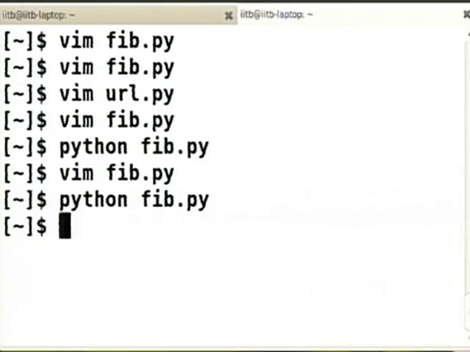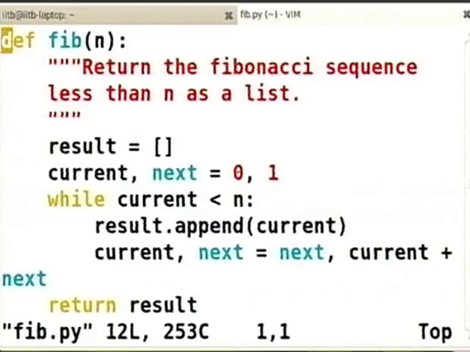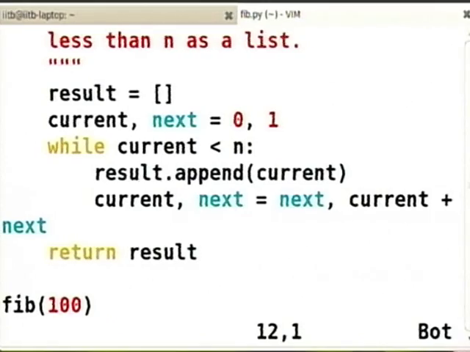And now also it did not print anything. Why? Why did it not print anything? Because fib only returns a list. If something returns something, and you have not asked it to print, it is not going to print it.